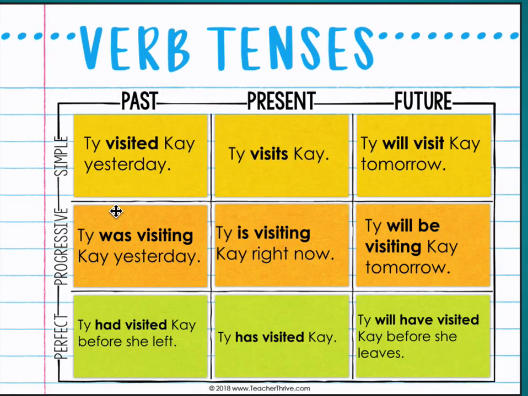So let's review. We've got simple verb tense, progressive verb tense, and now perfect verb tense. This is when an action is based on another action. Ty had visited Kay before she left. Ty has visited Kay. Ty will have visited Kay before she leaves.